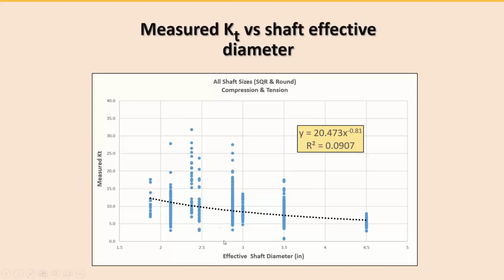As you can see, this data is scattered all over the place, and you can see the R squared, if you know a little bit of statistics, is very, very low. It's 0.0907. That means there is really no correlation based on that R squared. There is no correlation between measured KT and the effective shaft diameter. There has to be something else missing.